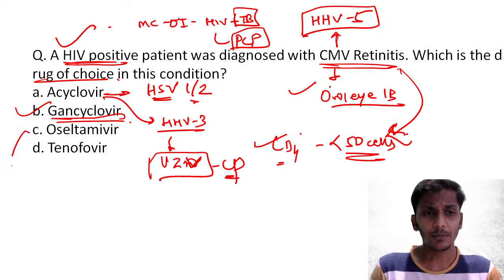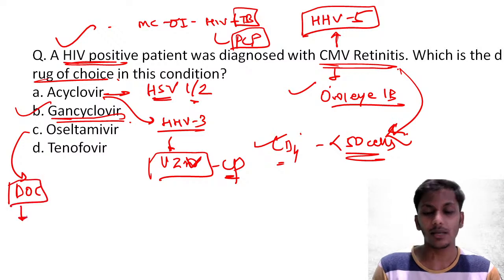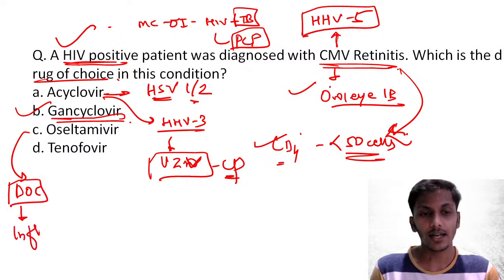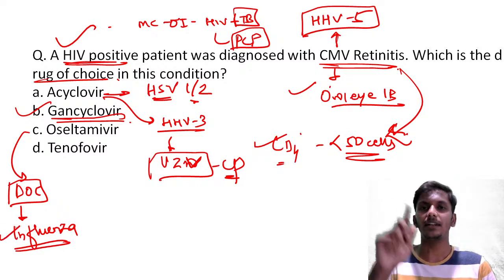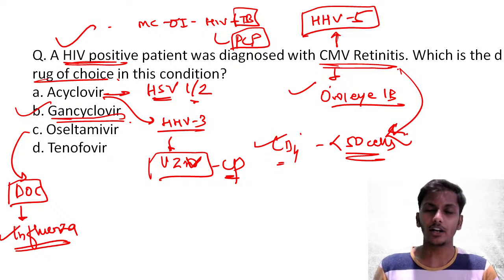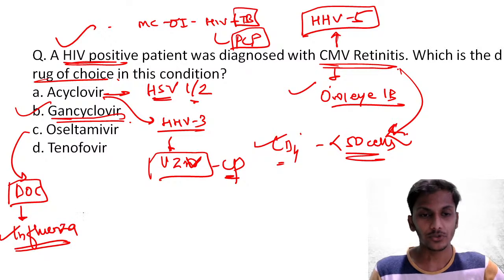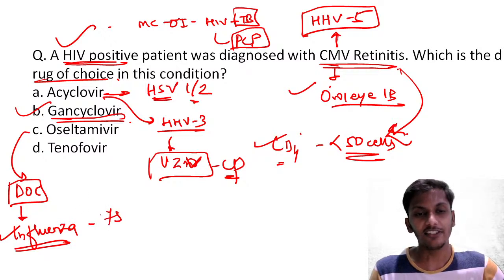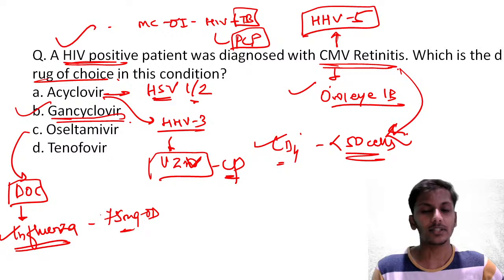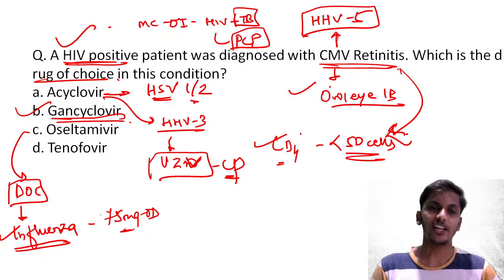Then just remember about oseltamivir. Oseltamivir is a drug of choice for which viral infection? Oseltamivir is a drug of choice for influenza. It is a neuraminidase inhibitor. It acts against the neuraminidase spike protein of influenza. In swine flu or avian flu it is used. And what dose is given? 75 milligram once daily is the dose. 75 milligram OD, usually used in cases of influenza infections.